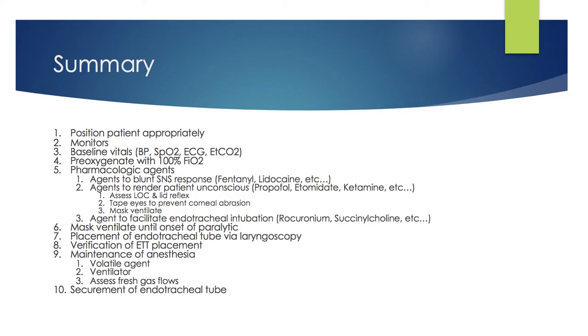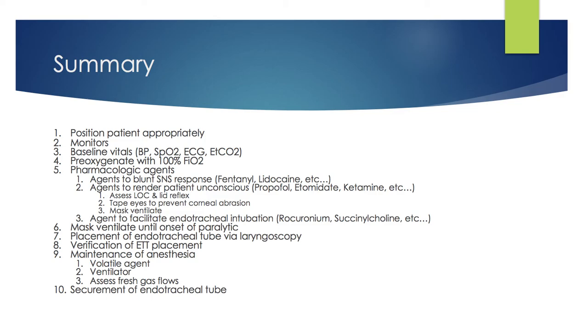Now you will deliver the pharmacologic agents. First, agents to blunt the sympathetic nervous system response, such as fentanyl and lidocaine. Next, you'll administer drugs to render the patient unconscious, such as propofol. Following the administration of propofol, you will assess the level of consciousness and the patient's lid reflex, tape the eyes to prevent corneal abrasion, and attempt to mask ventilate the patient.